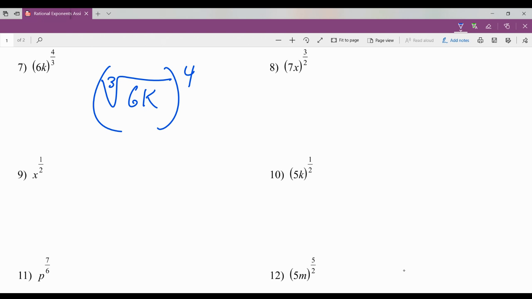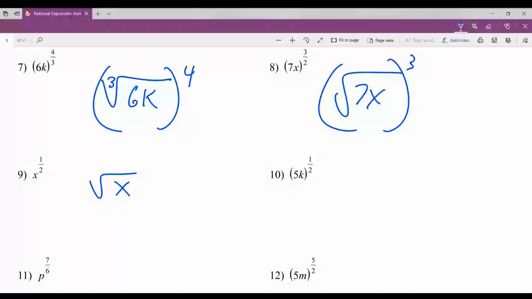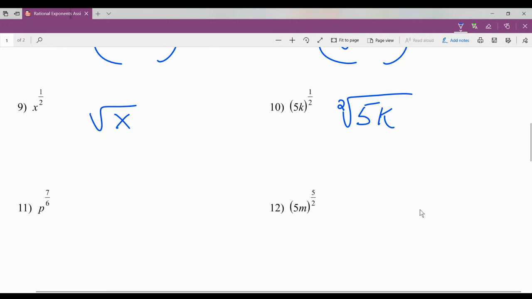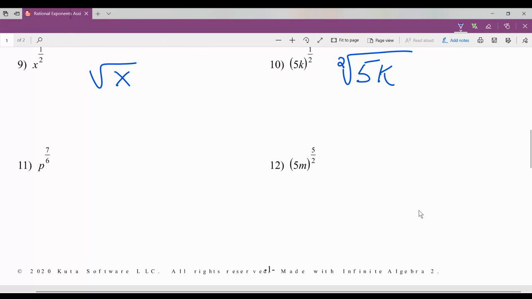This would be 7x square rooted, the entire thing to the 3rd power. This is the square root of x. This is 5k. Some people feel the need to put a 2 in there, but remember, just like in number 9, it's a square root. We don't need the 2. You should assume it's a square root unless they tell you otherwise.